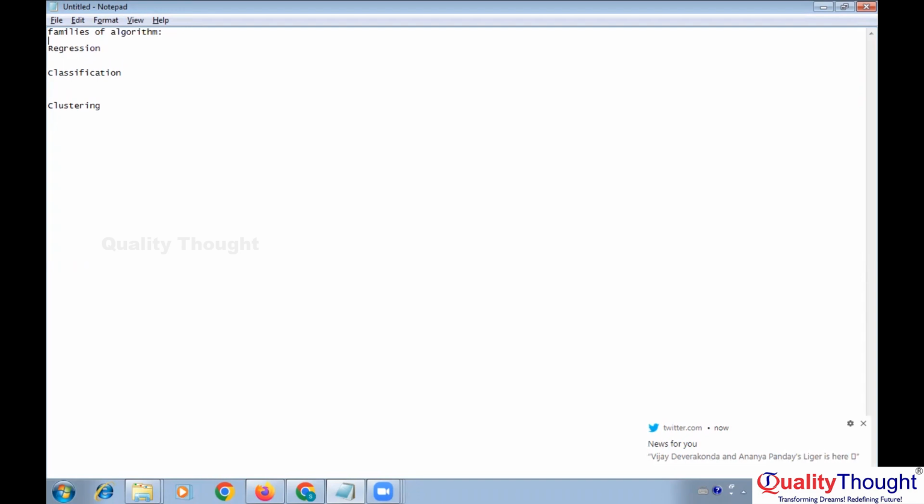Regression is all about working with past data and predicting the future. Classification is also working on past data and predicting the future. Clustering is different from these two because in clustering we don't have the Y concept. We don't predict or work on past data. You will have X, but in clustering we don't have Y.